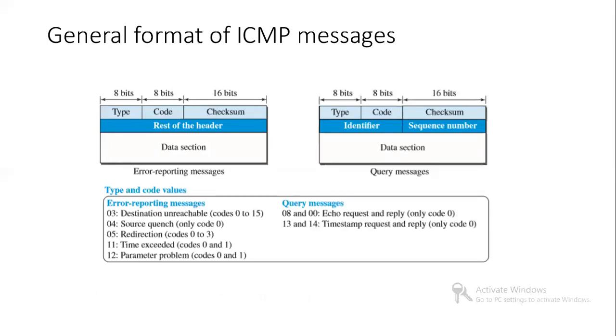So the figure shows the first field, ICMP type, defines the type of the message. The code field specifies the reason for a particular message type. The last common field is the checksum field. The rest of the header is specific for each message type. The data section in error messages carries information for finding the original packet that had the error. In query messages, the data section carries extra information based on the type of the query.